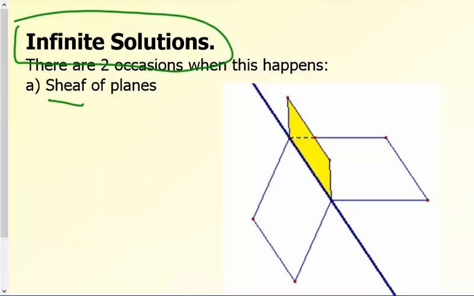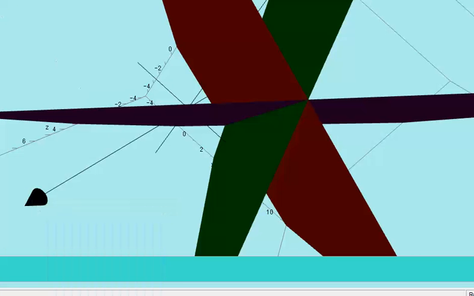Let's just consider that on Autograph for a second. That's how it would look. Those are the equations of the three planes, and they meet there at a straight line.